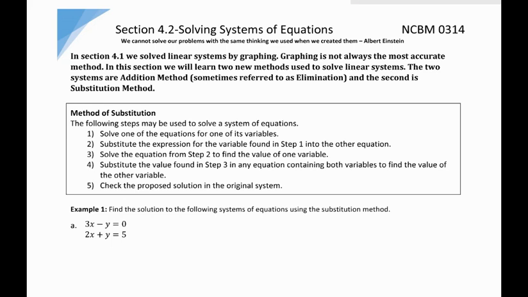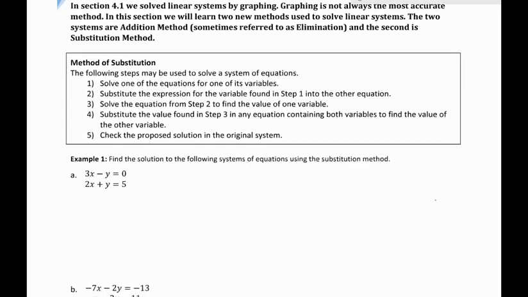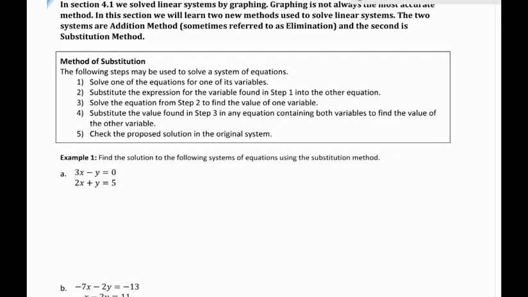All right, so these are the steps for the substitution method. Let's go ahead and solve the first equation following these steps. For example 1, it says find the solution to the following systems of equations using the substitution method. So the first step is to solve one of the equations for one of its variables. If possible, solve for a variable that has a coefficient of 1 or -1. So in example A, I have 3x minus y equals 0 and 2x plus y equals 5. Let's solve for y on this one.